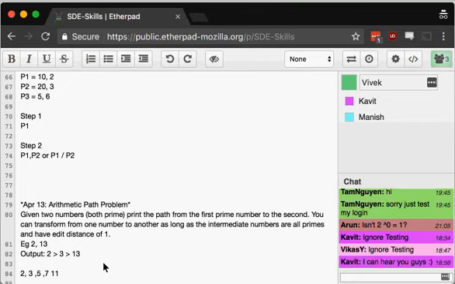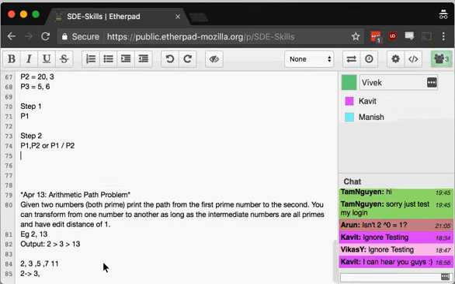Then I created a graph with 2 to 3, then 2 to 5, then 2 to 7. Similarly 3 to 5, 3 to 7, and it will go on. Now once I had the graph, I started a BFS.